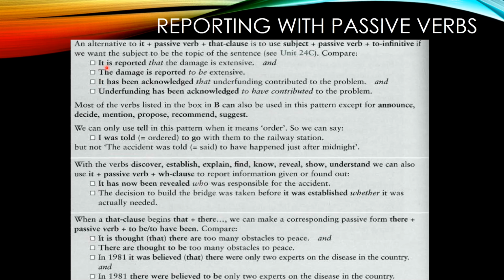The first one is formed by means of it, and the second one is formed by putting the topic of the sentence in the first place. Or, it has been acknowledged that underfunding contributed to the problem, and underfunding has been acknowledged to have contributed to the problem. Both variants are possible, but in the second ones, we put the topic of the sentence first.